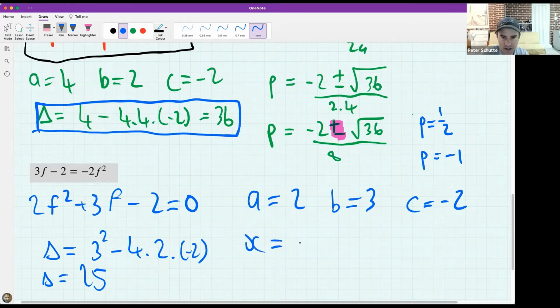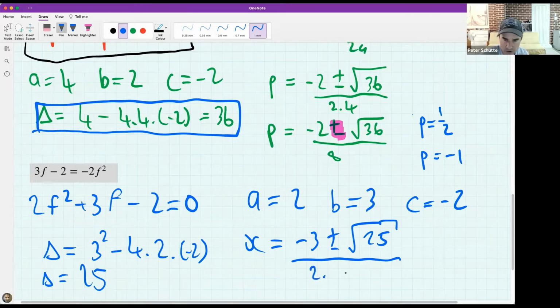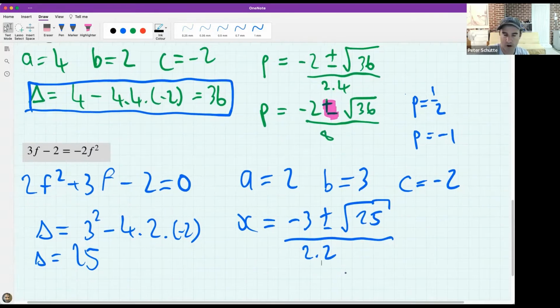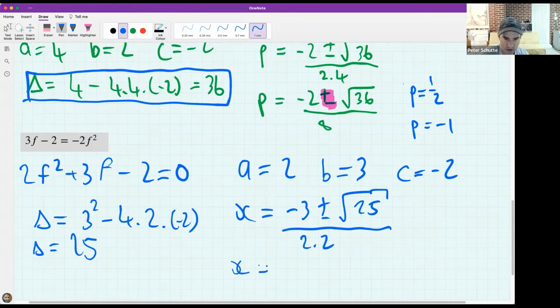So what have I got? -3 plus minus square root of 25 over 2a, so 2 times 2. And what are my final answers going to be?